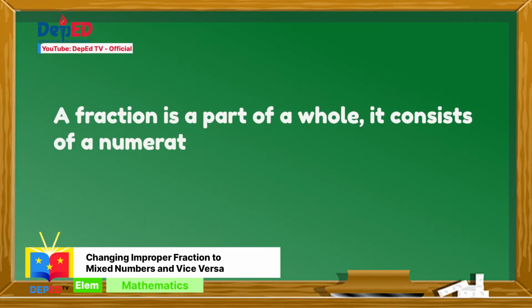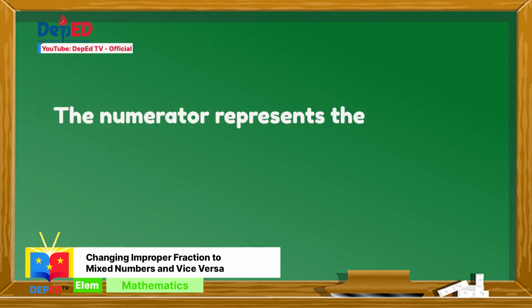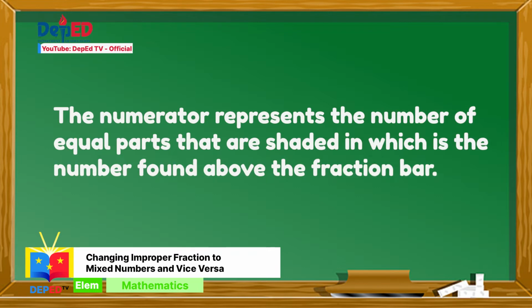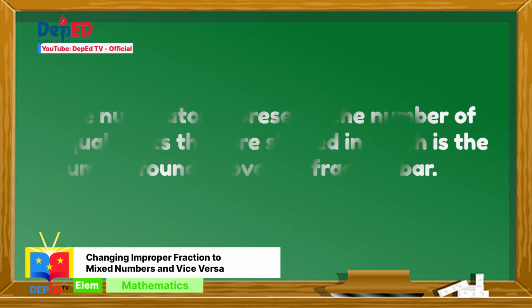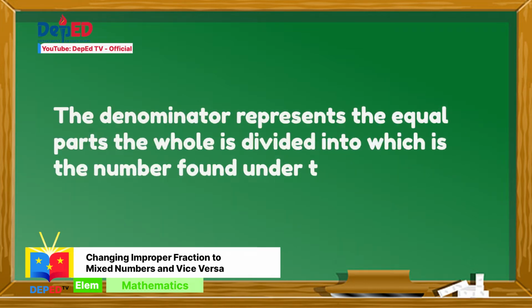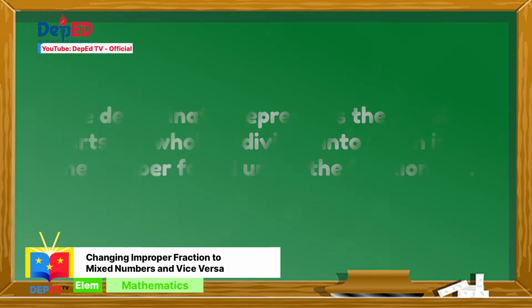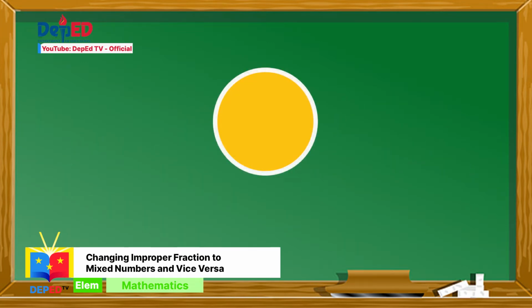A fraction is a part of a whole. It consists of a numerator and a denominator. The numerator represents the number of equal parts that are shaded, which is the number found above the fraction bar, while the denominator represents the equal parts the whole is divided into, which is the number found under the fraction bar. Look at these examples.